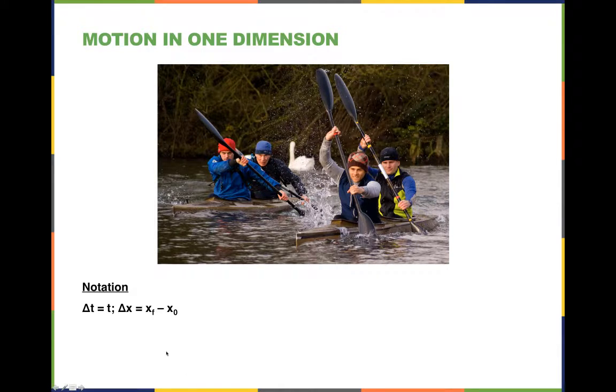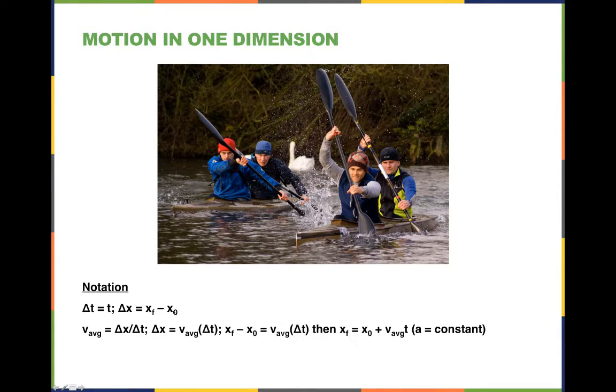Now this shows that when we talk about the change in time, we usually just write t. We don't write delta t all the time because that can get kind of cumbersome. When we designate something delta x, we're talking about the final position minus the initial position, or position at time 0. So if we talk about average velocity, it is delta x over delta t.